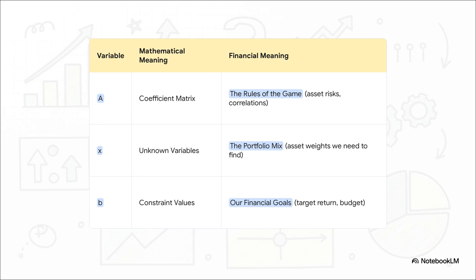So that A matrix, that's just the rules of the game. It's all the data about our assets, the risks, how they relate to each other. The B vector, that's our financial goals. That's where we put our target return, our budget, you name it. And X, well, X is the magic part. Those are the unknown variables we're solving for, the exact mix of our portfolio. It's what we're trying to find.